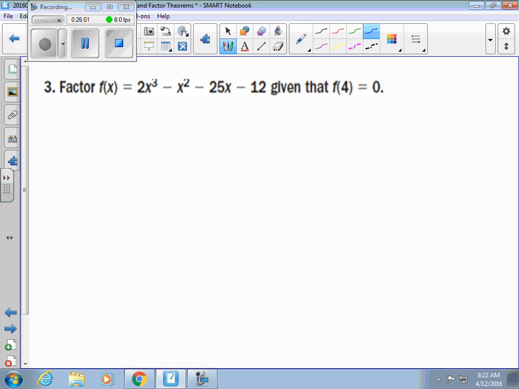Number 3 tells you to factor this one. 2x cubed minus x squared minus 25x minus 12. No degrees are skipped there. Given that f of 4 is equal to 0. Again, when you rewrite this in order to factor, this is the same as x and then whatever the opposite of inside that function right there is. It's positive 4, so the factor is x minus 4. But you divide by whatever it is.